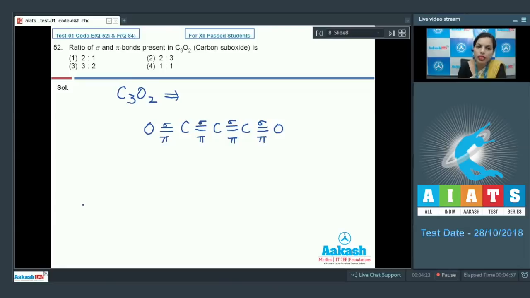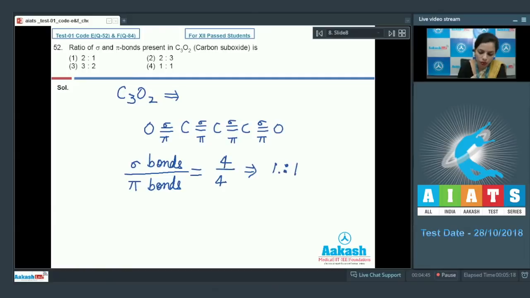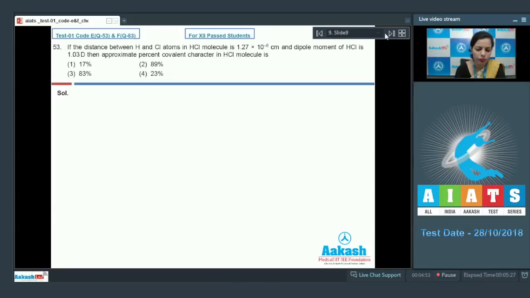Now, the ratio of sigma bond and pi bond. It means the total number of the sigma bonds upon total number of the pi bonds is 4 by 4 and the ratio is 1:1. Now, on this basis, option 4 is the correct option. Now, after this, the next question.